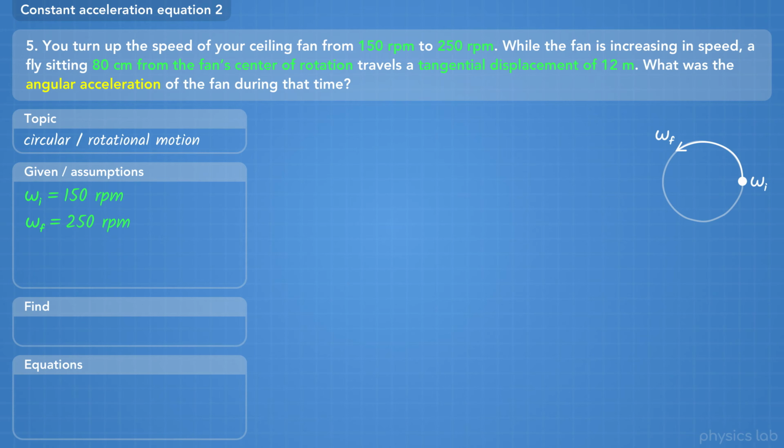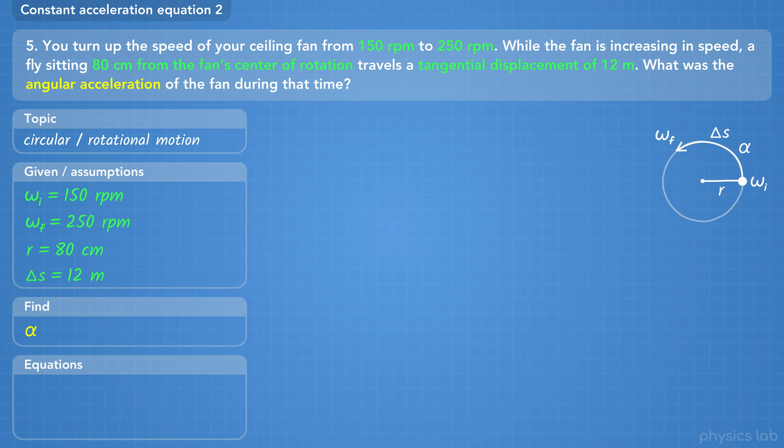The fly is sitting 80 centimeters from the center of rotation, so the radius of this circle would be 80 centimeters. While the fly and the fan are accelerating, going from the initial to the final velocity, the fly travels a tangential displacement, delta s, of 12 meters. And the problem is asking us to find the angular acceleration, alpha. So to recap, the ceiling fan starts at an initial angular velocity, then experiences an angular acceleration, and reaches a final angular velocity. While the fan is accelerating, the fly travels a tangential displacement around the circular path.